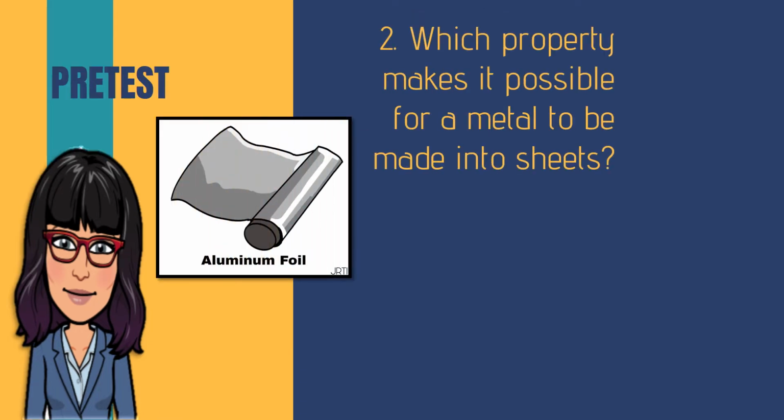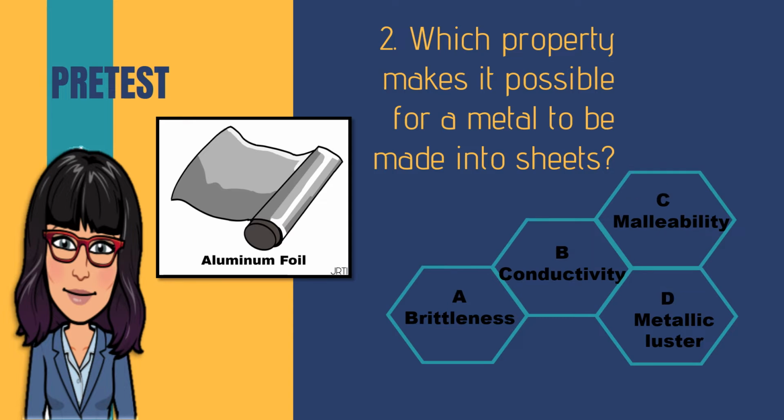Next question. Which property makes it possible for a metal to be made into sheets? Choices are A. Brittleness, B. Conductivity, C. Malleability, or D. Metallic luster. Think for the answer. And the answer is C. Malleability.